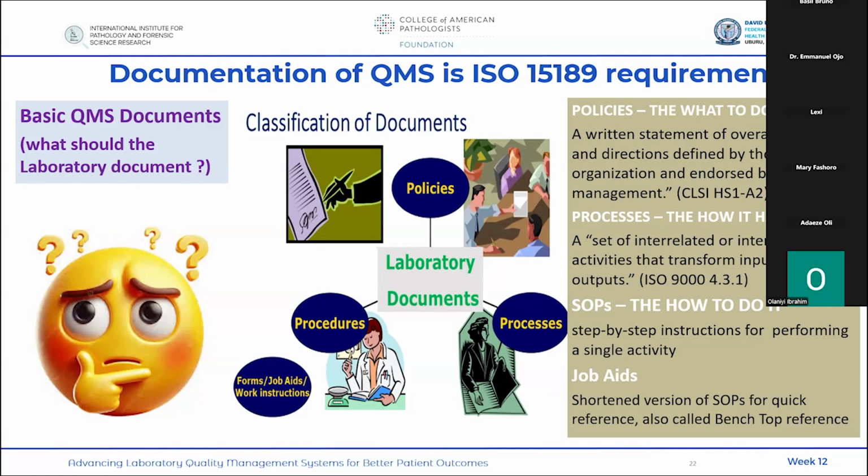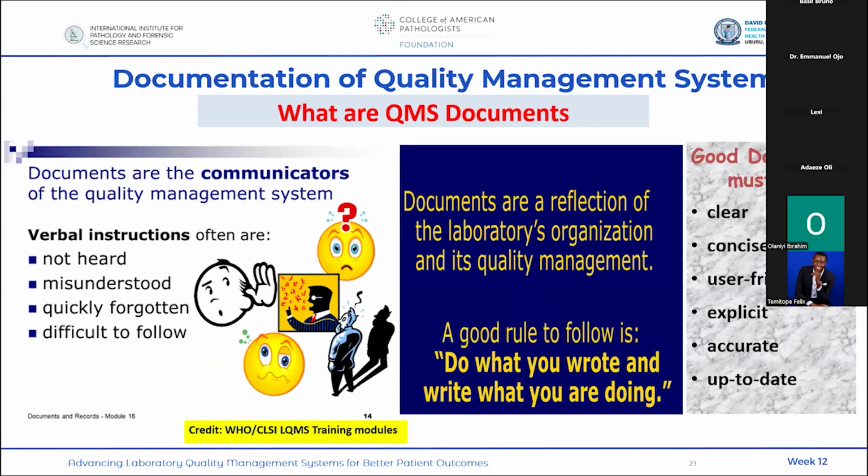While processes show how the interrelated or interacting activities are arranged together in a sequential order to transform inputs into outputs. While the SOP is what is common, a step-by-step instruction for performing a single activity. And a job aid is a shortened version of SOPs and is also called benchtop references. So we are still looking at what are QMS documents as part of our documentation for quality management system.